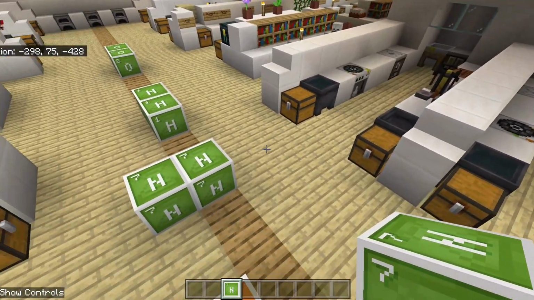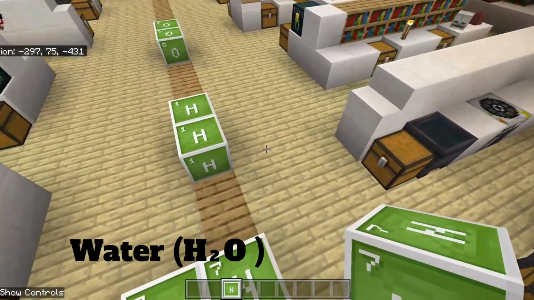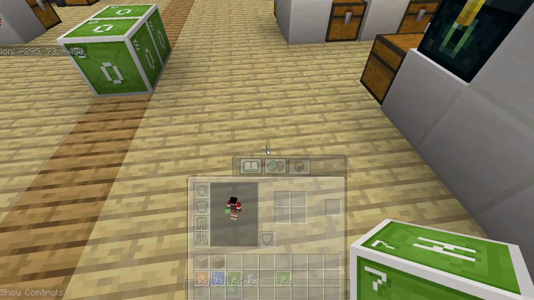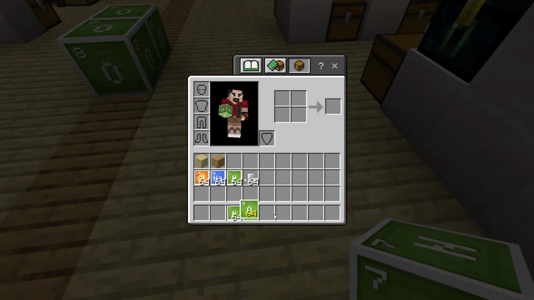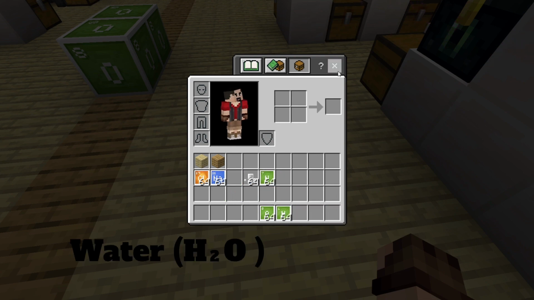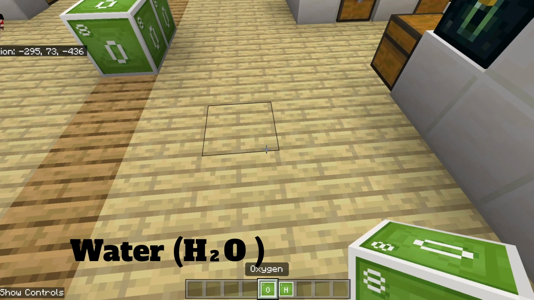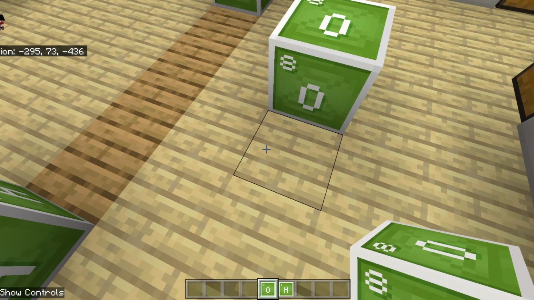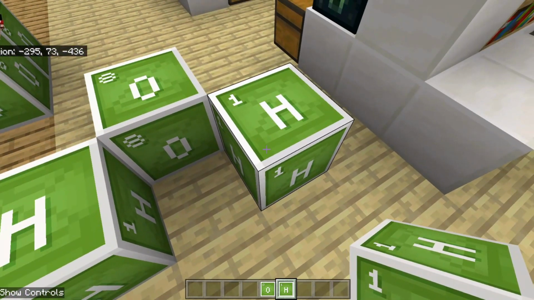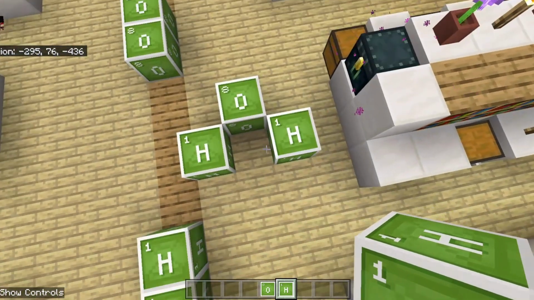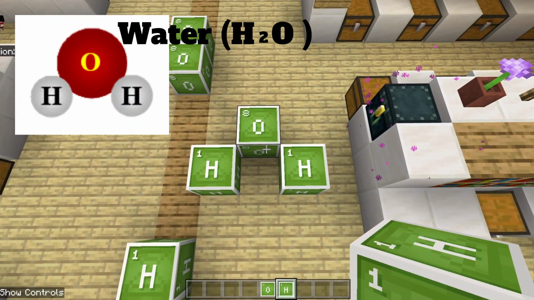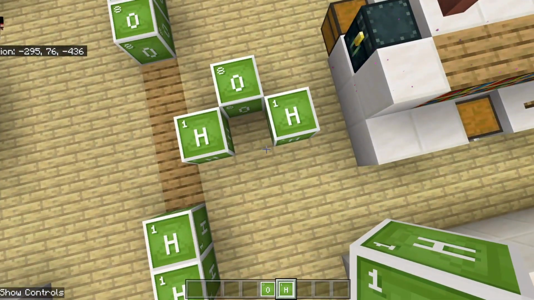We already made water once, but we're going to make it again and see how it looks now. Remember, water will have oxygen and hydrogen, because water is H2O. So we're going to get 1 oxygen and place it there, and we're going to take 2 hydrogens, 1 there and 1 there, and that is how water will look. You can see it there, oxygen and 2 hydrogens in that specific way. So that is how water will look.